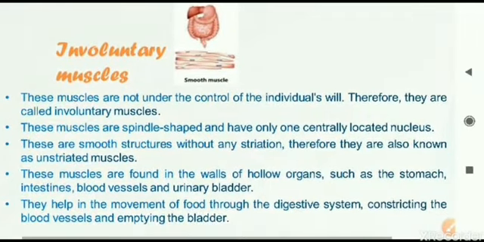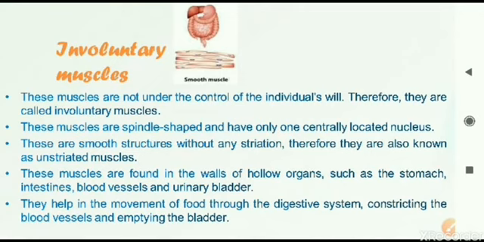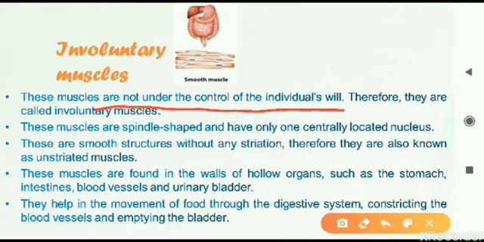The second type of muscles are involuntary muscles. Voluntary are under our control. Now involuntary, just by the name we can understand, they are not under our control. These are muscles not under the control of the individual will. They are called involuntary muscles. The reason you would have known by now: why are we saying involuntary? Because they cannot be controlled by our will.